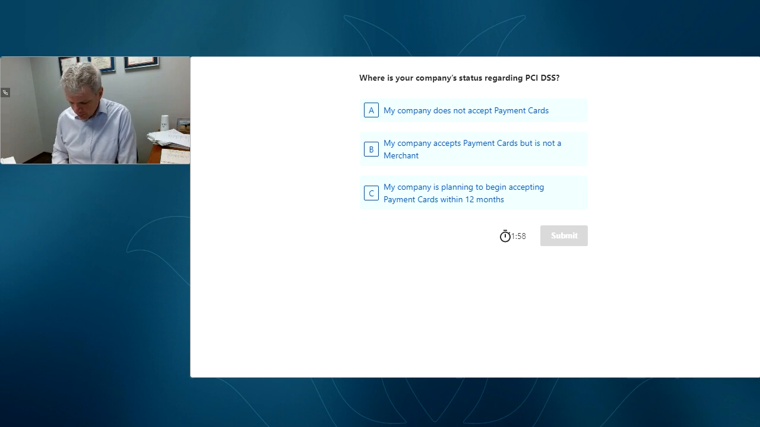And I've got a polling question to start us off today. I just want to get an idea of where people are at with PCI DSS. So if you wouldn't mind, just give me an ABC answer on this, just to give me a bit of an idea where the audience is today.